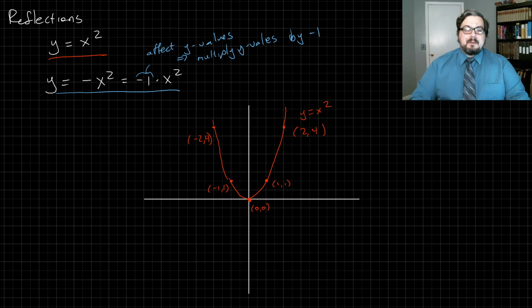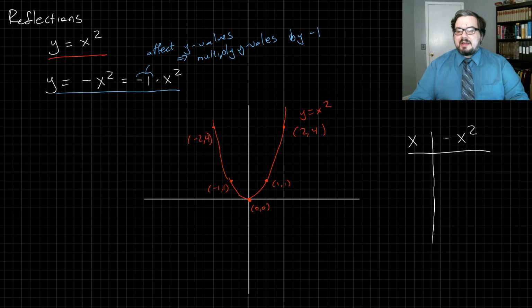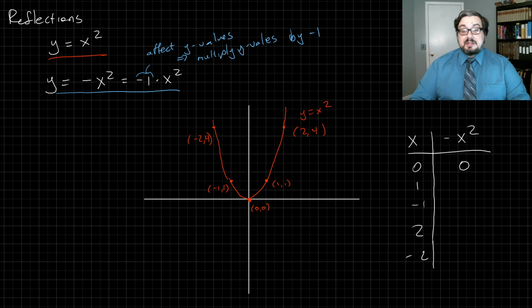So let's make a table here really quick. If we have x and we have negative x squared, and we take our points 0, 1, negative 1, 2, negative 2, then negative x squared in each of these cases is going to be just the negative of the output of x squared. So if x is 1, negative x squared is negative 1. If x is negative 1, negative x squared is negative 1. When x is 2, negative x squared is negative 4. And when x is negative 2, negative x squared is negative 4.